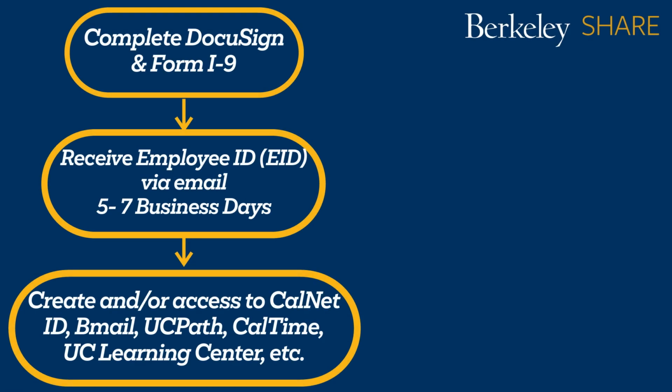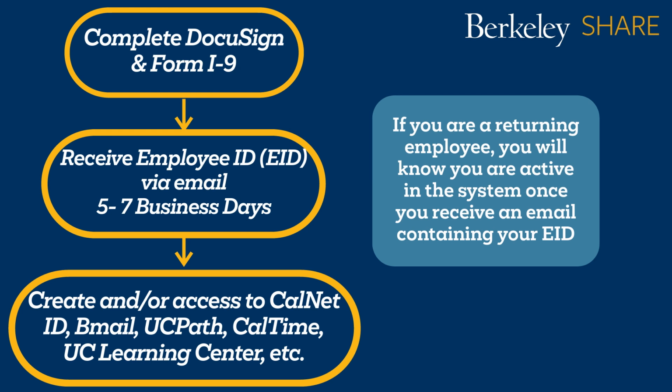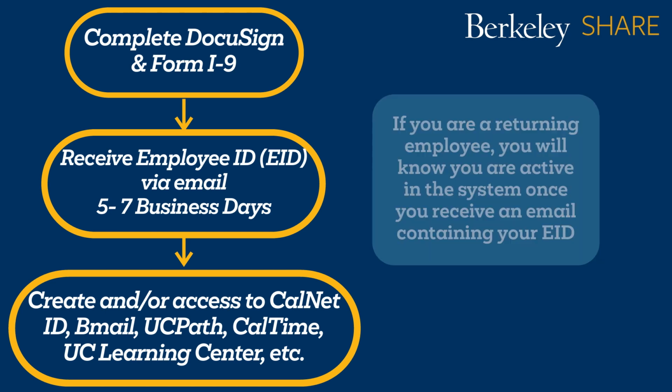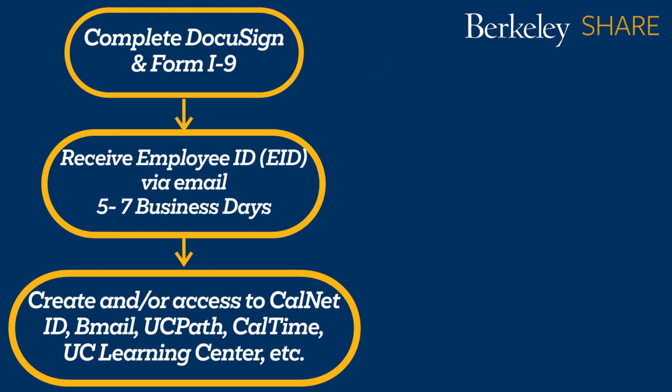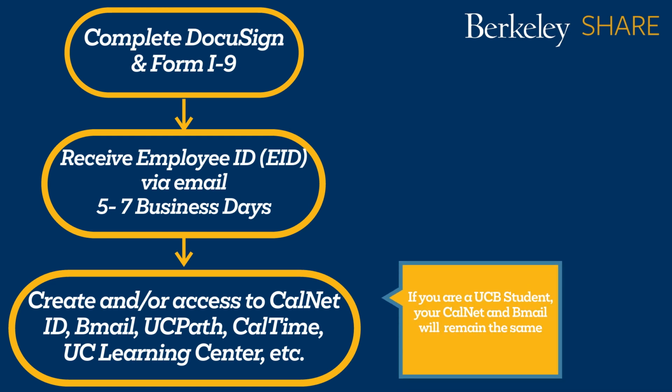Once you've finished all your onboarding paperwork, which includes your DocuSign and your Form I-9, you should then receive your employee ID via email. This takes about 5 to 7 business days. Some of you may have already received it. Once you receive your employee ID, you'll be able to set up your employee accounts, such as UCPath, CalTime, and UC Learning Center. We'll go over this more in depth later. For UC Berkeley students, your student CalNet and BMail will be the same one used for your employee accounts.